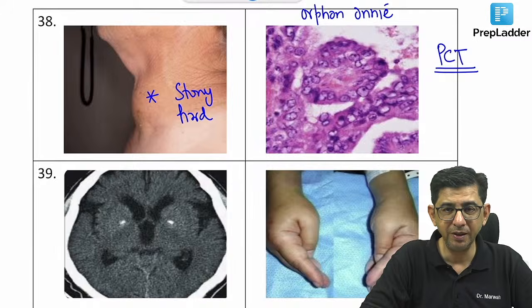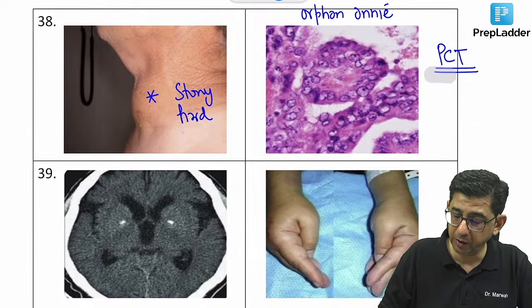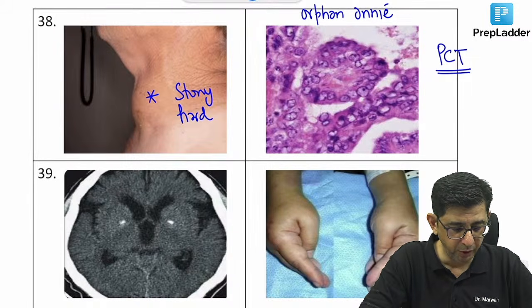It usually has a lymphatic spread. Unlike follicular, which will have a hematogenous spread, papillary cancer would have a lymphatic spread. Another finding that is asked for this would be Psammoma bodies.